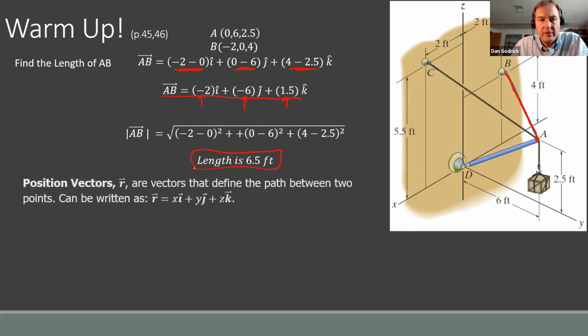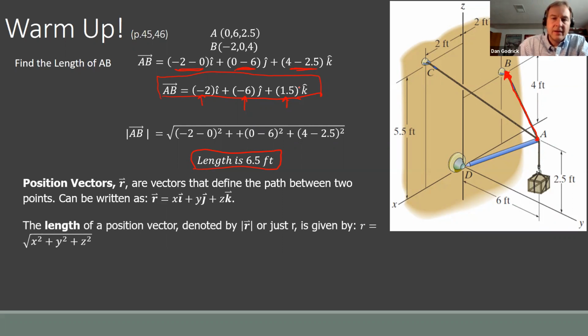So now some definitions. Position vectors are vectors that define the path between 2 points. So vector AB, if we put an arrow on that, points from A to B. So that's vector AB right there. That could be an R vector. That's just between 2 points. So what does that vector look like? It has magnitude, it has direction, it's a vector.